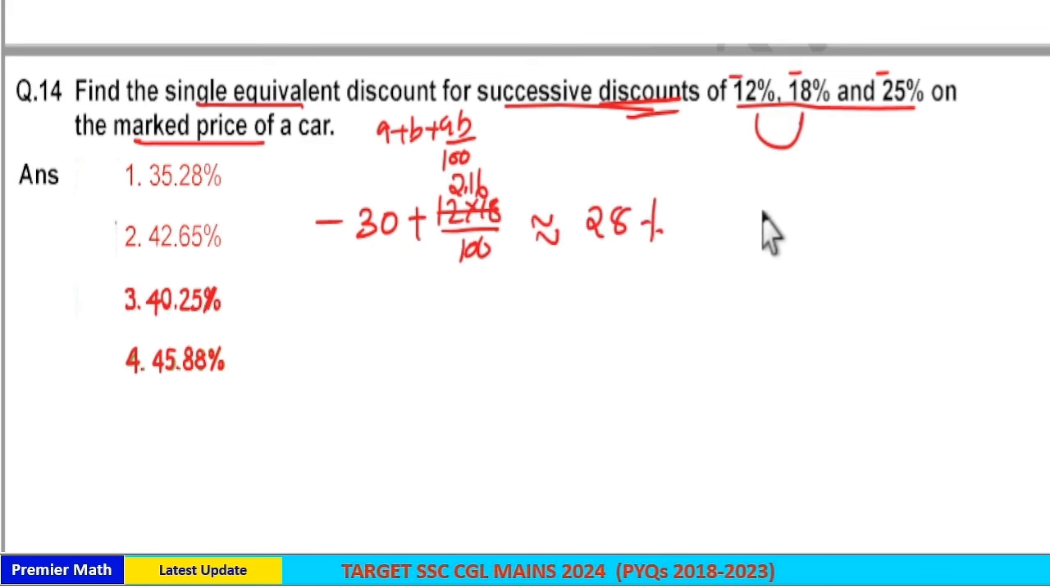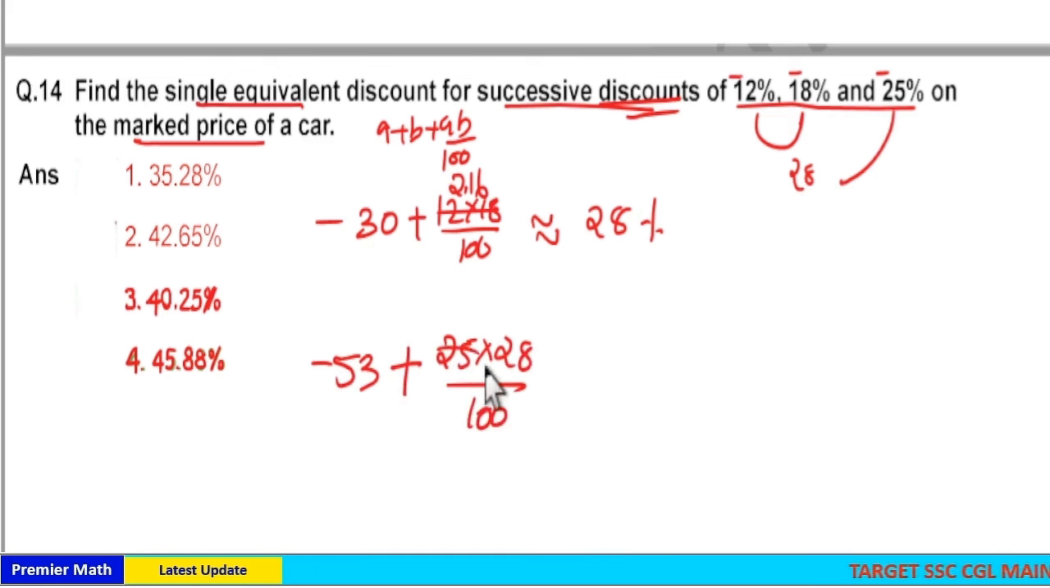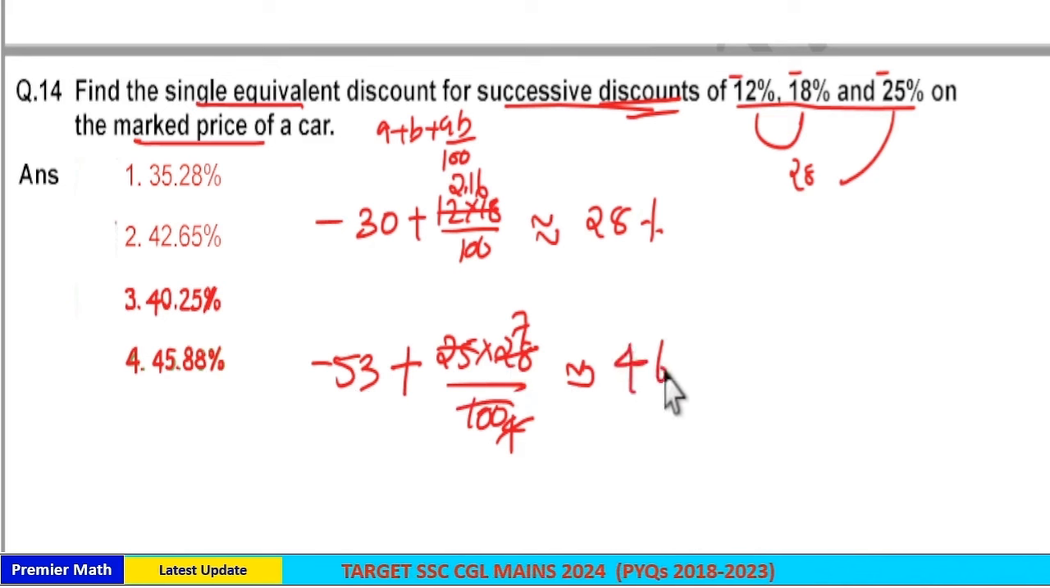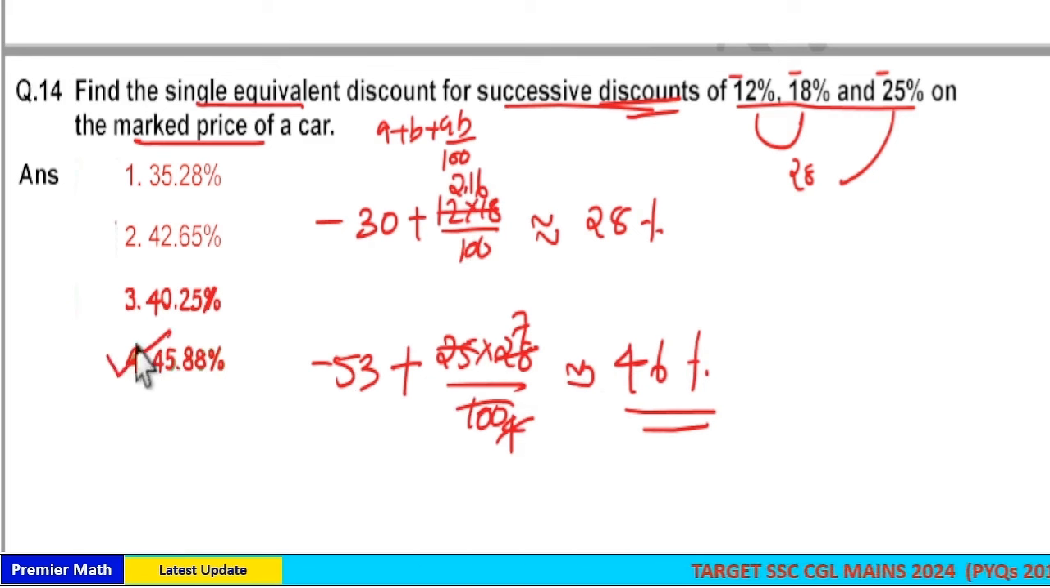This is roughly 28%. Now 28% and 25%. 28 plus 25 is equal to 50 plus 3, 53. So this is minus 53 plus 25 into 28 divided by 100. 25 goes 4 times in 100, 4 goes 7 times in 28. So this is minus 53 plus 7, which is equal to minus 46. This is around 46% because here I ignore this 0.16. So nearly 46% is option 4. The exact value is 45.88%, but here this is 46 because I ignore this 0.16.